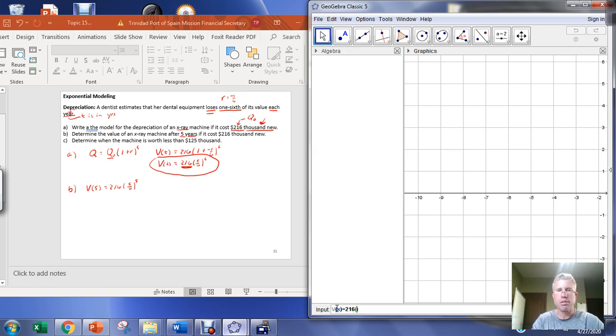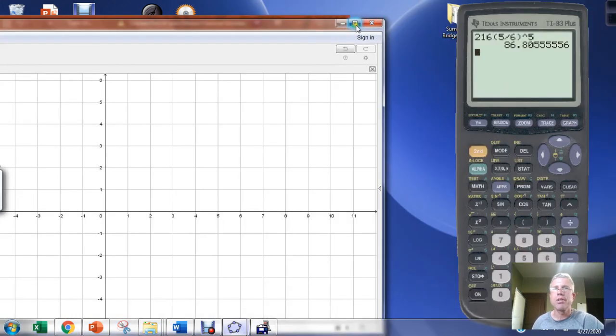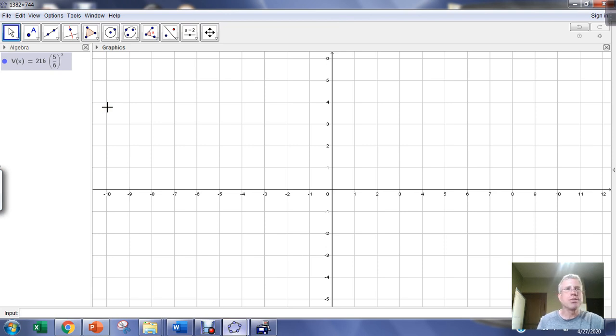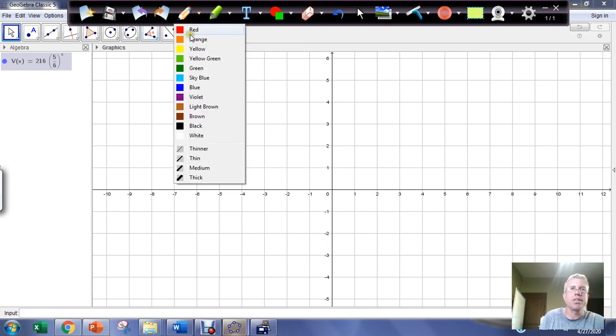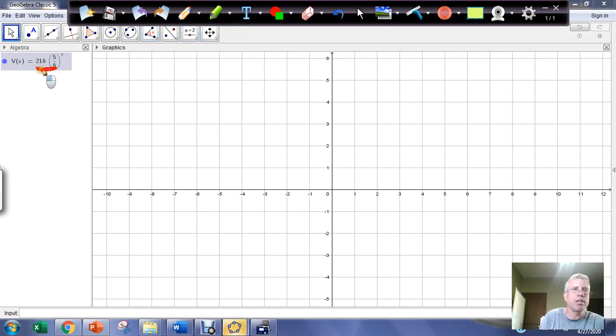216 times, put in parentheses 5 divided by 6, use your caret button and raise it to the x power. And initially you're not going to see anything because this function's stretched by a factor of 216. So let's think about this for a minute. If I'm trying to graph this, and I've got v of x equaling 216 times 5/6 to the x, where is it going to cross the vertical axis? This is the time axis. Where is it going to cross this axis?